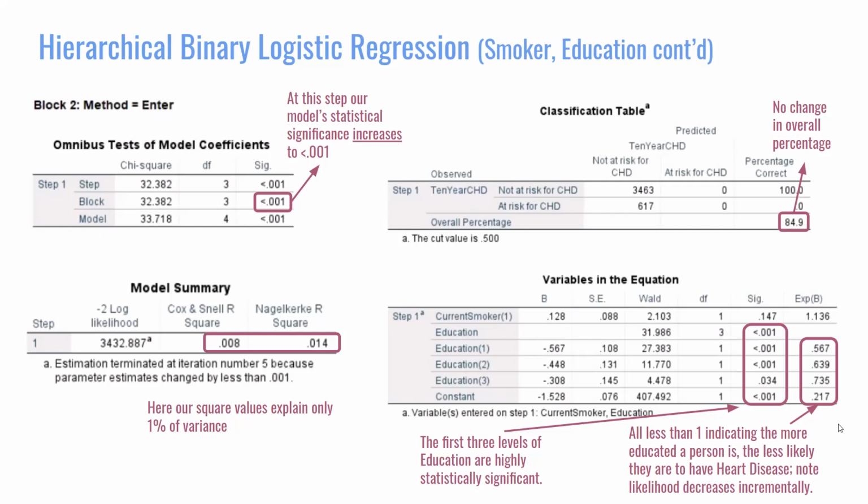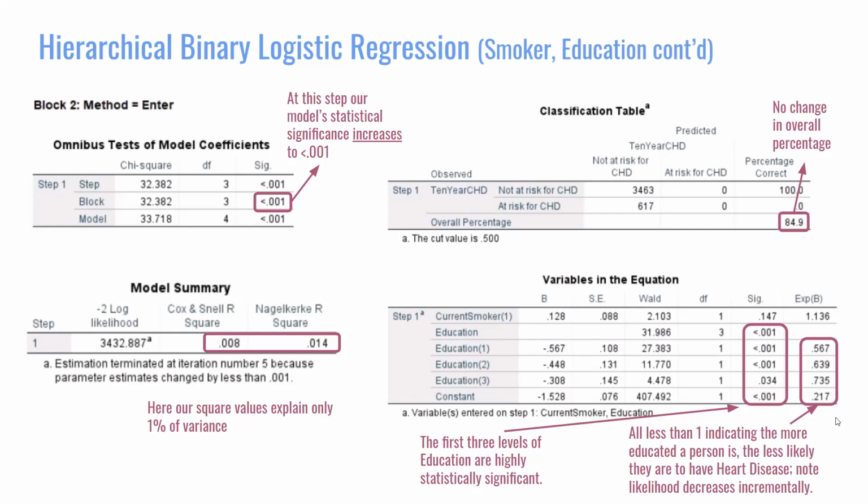In the significance column, the first 3 levels of education are highly statistically significant at less than 0.001. And then the final one, education 3, is 0.034, which is still statistically significant, but a little bit greater. So it doesn't seem as if there's much of a difference between those two, I guess, as far as how it, well, no, that's on the right side, exponent B.